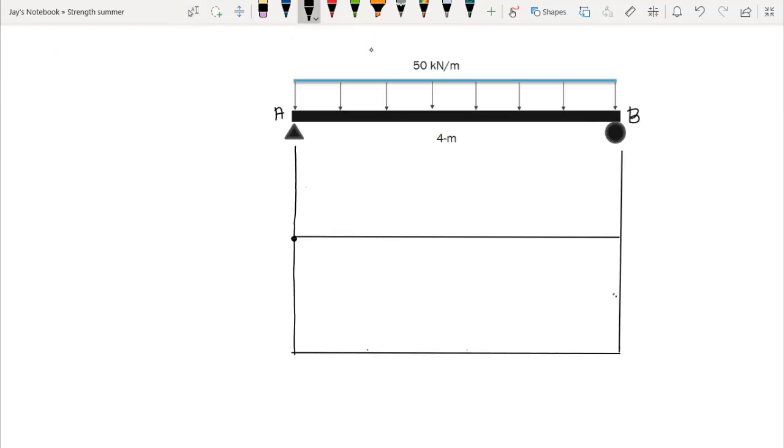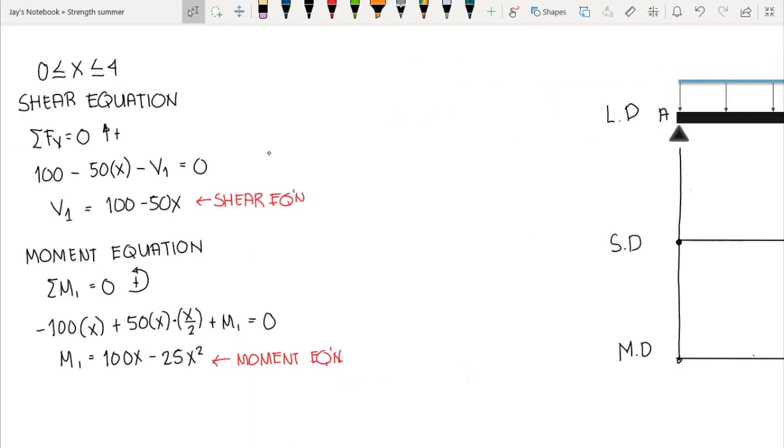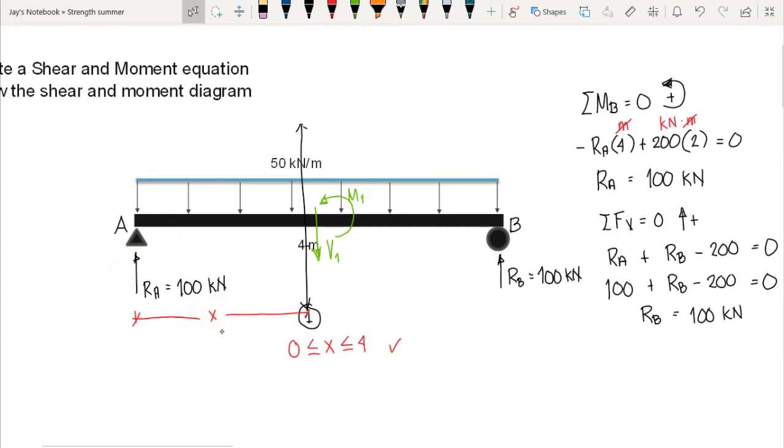Now in our shear and moment diagram, this one is our load diagram, this one is our shear diagram, and the last one is our moment diagram. The vertical axis is the value of our shear and our moment, and the horizontal axis is the length. Let's start from the left point, and compute our internal shear at point A by setting x equal to 0, since point A is our reference point.